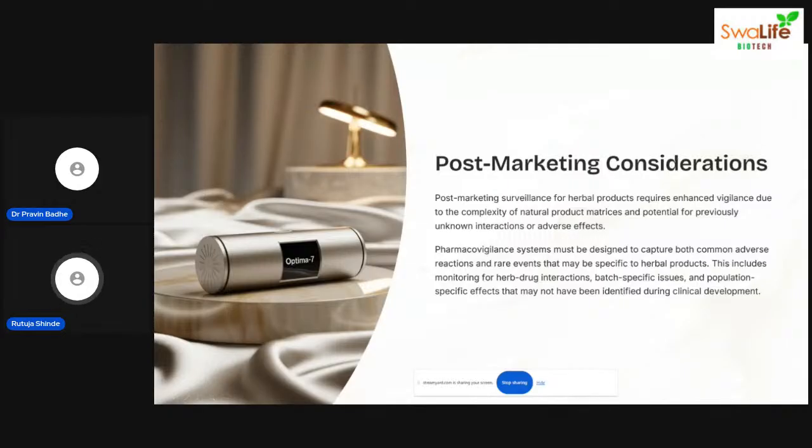These are post-marketing considerations. So approval is only the beginning. Herbal products require a strong post-marketing surveillance system because of their complexity. Unexpected interactions or rare adverse effects may emerge once the product is widely used. Pharmacovigilance should be designed to capture these events, track batch specific issues, and monitor effects in different populations.